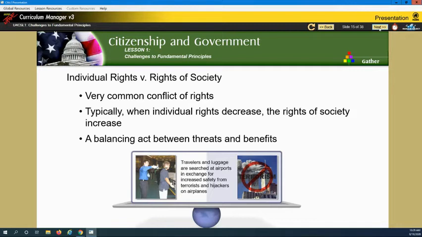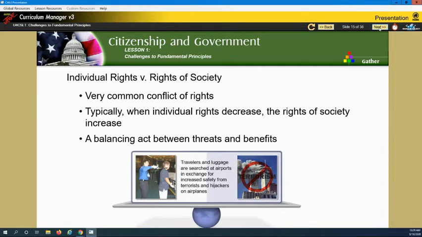What about our individual rights versus the right of society? Very common with conflict of rights, all right? Like we talked about the sugary drinks. I have a right to drink a sugary drink if I want one. I can make myself fat if I want. Is it good for me? Probably not. Is the society's right to tell me I'm not allowed to drink over a big gulp sugary drink?